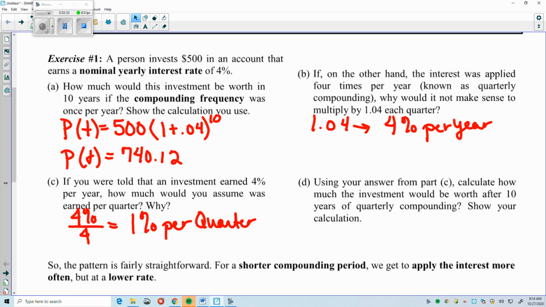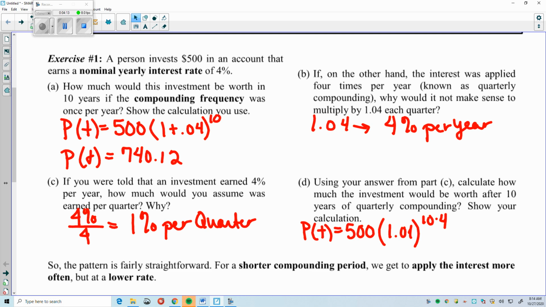Starting with the same principal, we still have $500. And now, if it was compounded quarterly, we said it would be 1%, so that's 0.01, but for 10 years and 4 times. That's where this 4 is coming from, because if I'm doing it quarterly, I have 4 times a year that I will be compounding this. But keep in mind what we found back here: if I'm compounding it quarterly, it's only 1% per quarter.